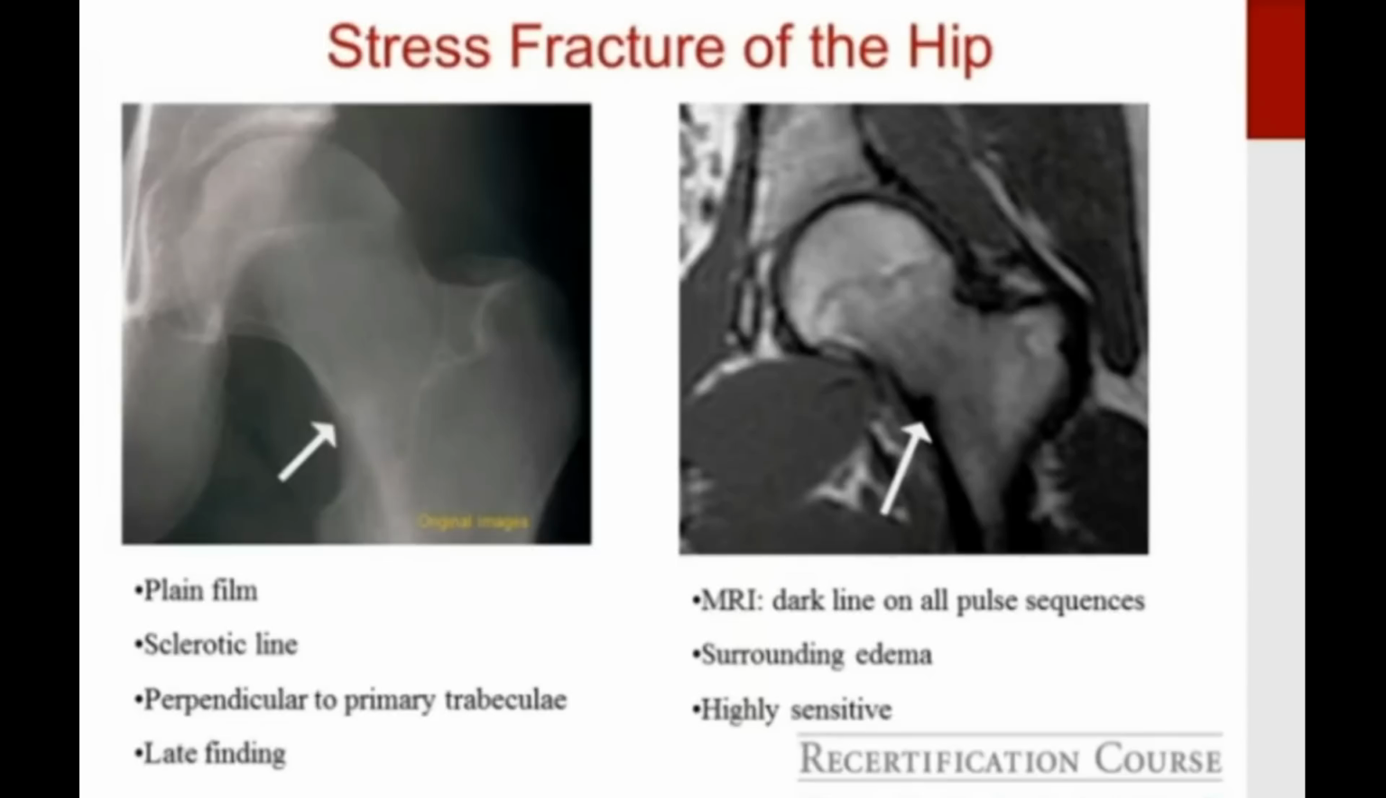Another common imaging appearance is that of a stress fracture. We can see this on radiographs, but it's often a late finding on radiographs. It's a low signal intensity line which runs perpendicular to the primary trabeculae. However, in MR imaging, we see the findings very early in the process. Again, we see a low signal intensity line, typically running perpendicular to the primary trabeculae of the given bone, and then adjacent marrow edema. We can see this along the medial or lateral aspect of the femoral neck.